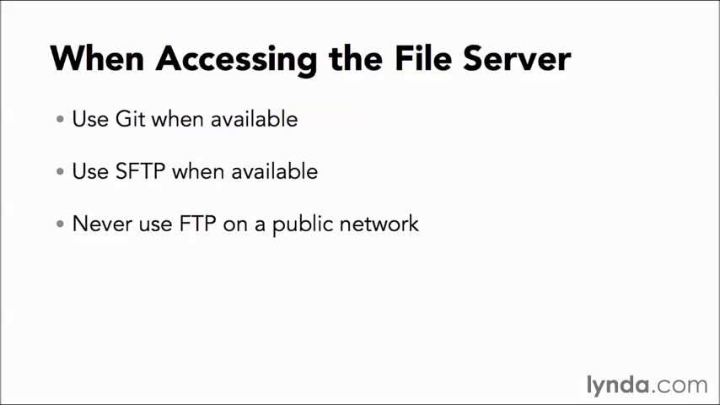But like I said, follow this list from the top. Start with Git or version control, then see if you can use SFTP, and only use FTP if you absolutely have to. And then only use it on a secure network that you trust.